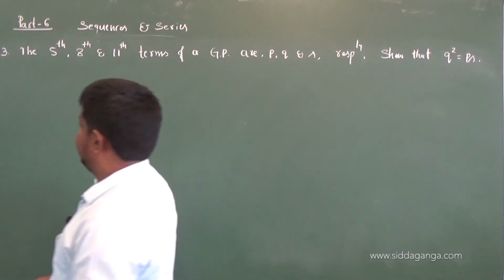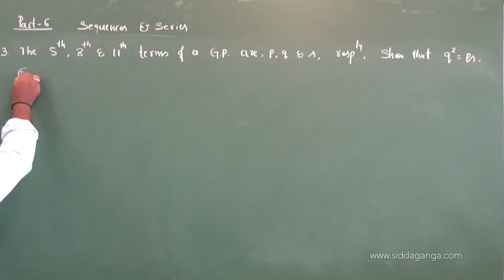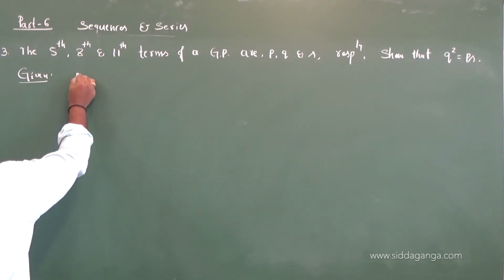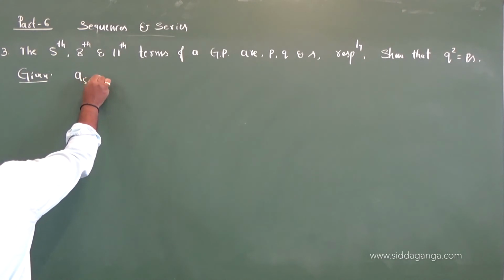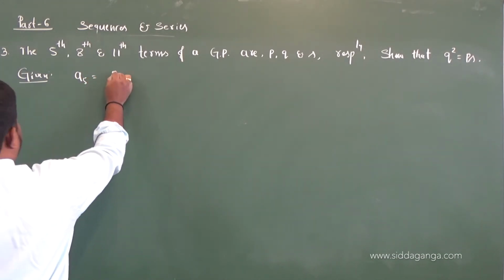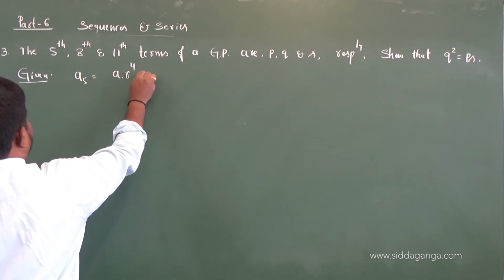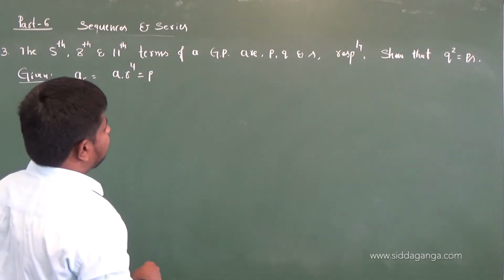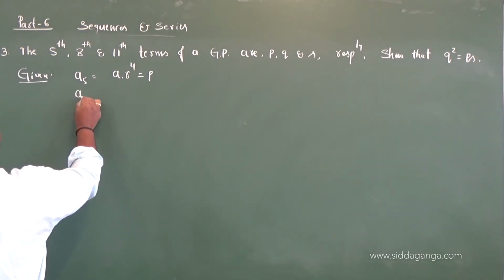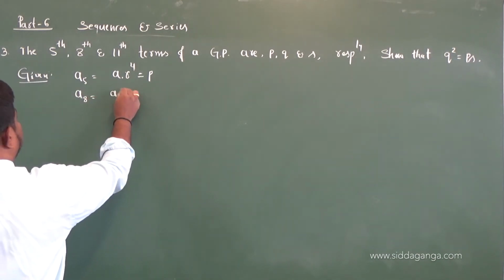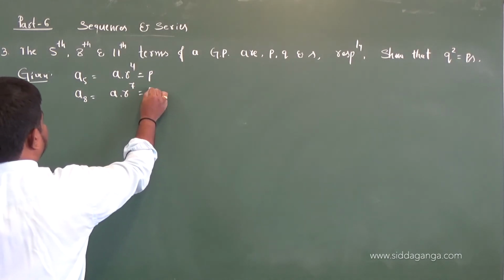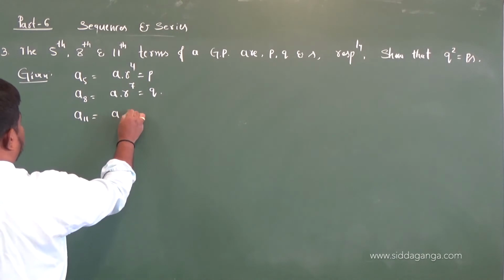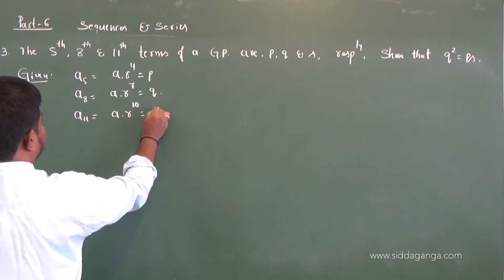Given, what is given actually? The 5th, 8th and 11th terms. So the 5th term, A5, is A into R power of 4, equal to P. The 8th term, A8, is A into R power of 7, equal to Q, and the 11th term, A into R power of 10, is equal to S.